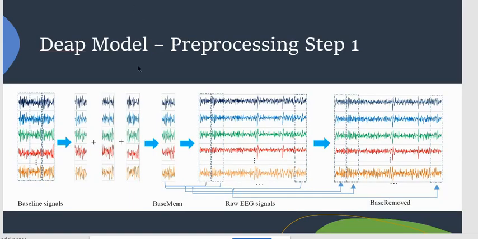The next model for deep learning is a little bit more involved. We have several pre-processing steps here.